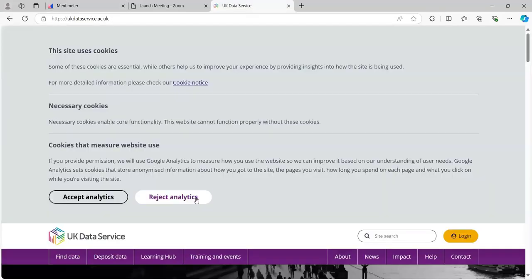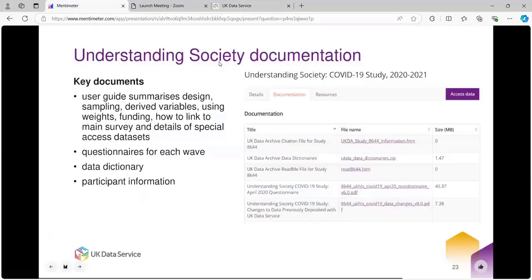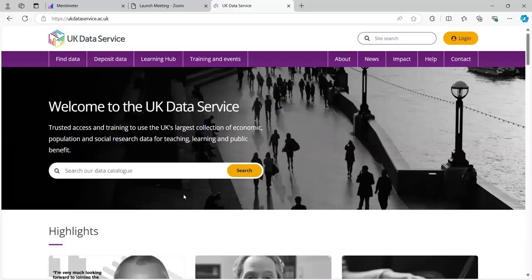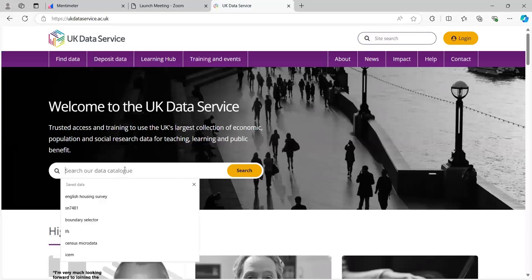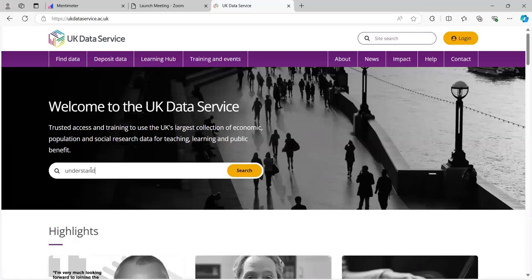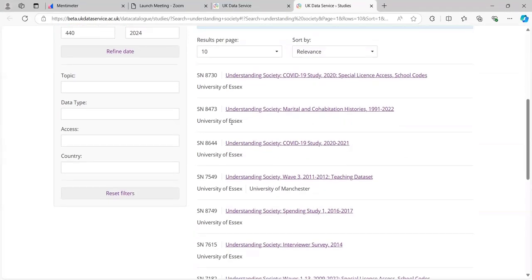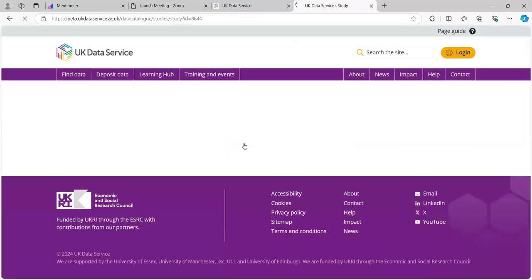So I'm going to take you through what happens when you go on to that website. Okay, so it goes on, like all sites, asks you about cookies. So this is the front page of the data service, and the first thing you're encouraged to do is to search for data. Looking across the top, there's also a learning hub with lots of more materials and information about training and events. So I'm going to look up for understanding society. And what I will get is a series of different ones. So fairly near the top comes the COVID-19 study.